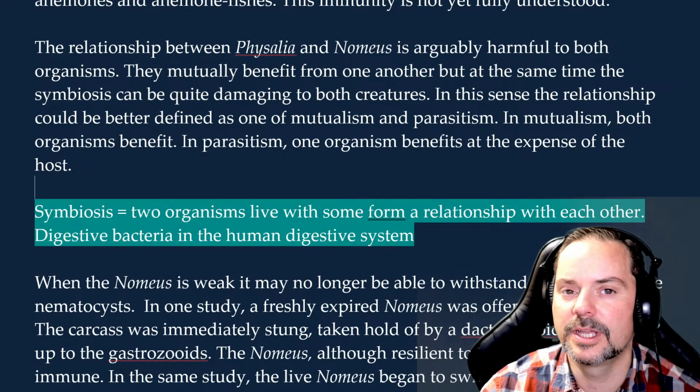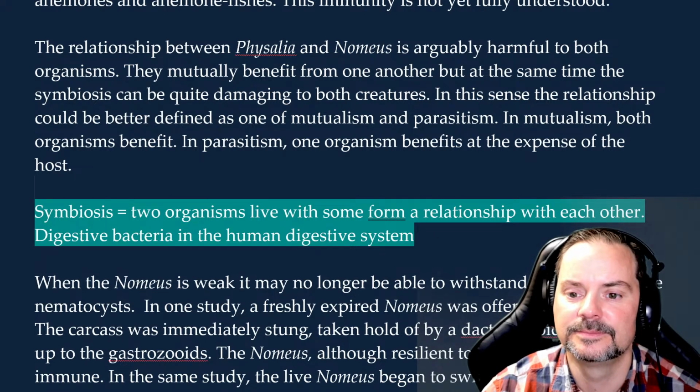Okay, so what are we learning in this paragraph? We see 2 terms, mutualism and parasitism. And this passage gives us 2 definitions of those. Mutualism is when organisms benefit from one another, and parasitism is when a certain organism benefits at the expense of the host. Okay, good.